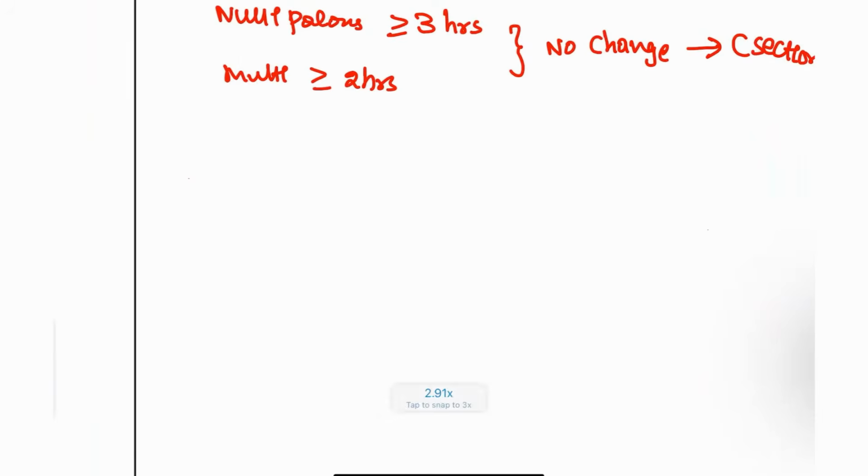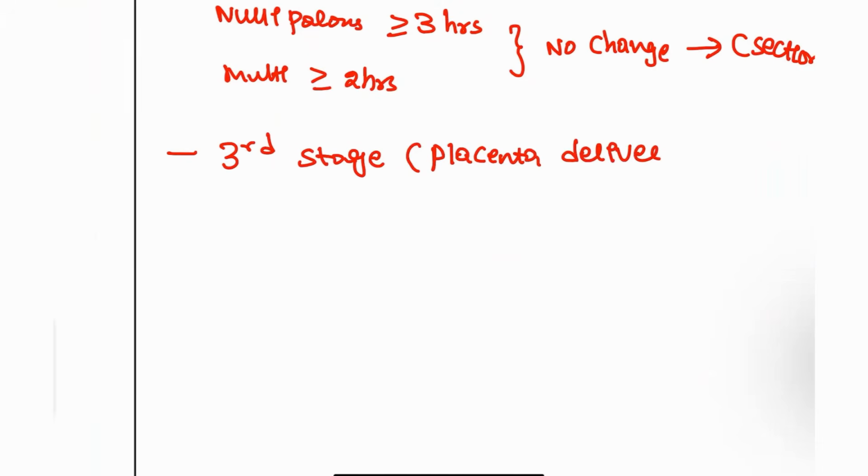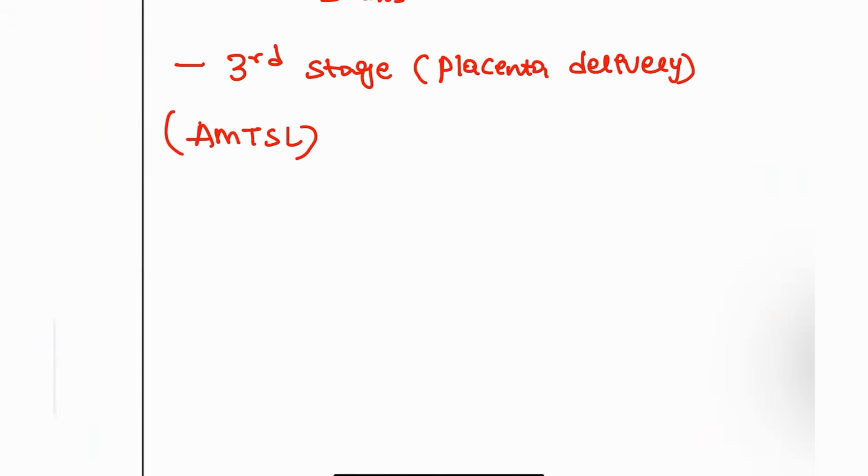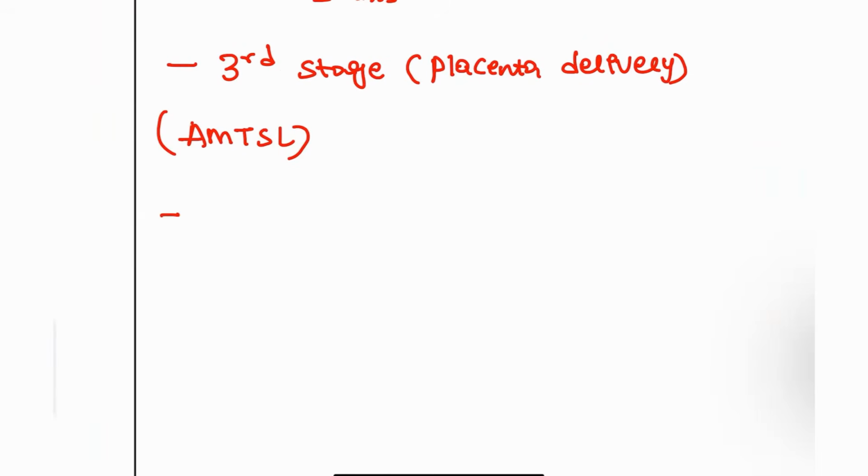You have to remember about the third stage of labor, guys. We already saw the first stage, latent, and the second stage, active. This is the third stage about placenta delivery. For this, we follow the active management of the third stage of labor, known as the AMTSL guidelines from the WHO. It includes 4 important steps. The first step is to give the injection of oxytocin immediately, within 1 minute of baby delivery.